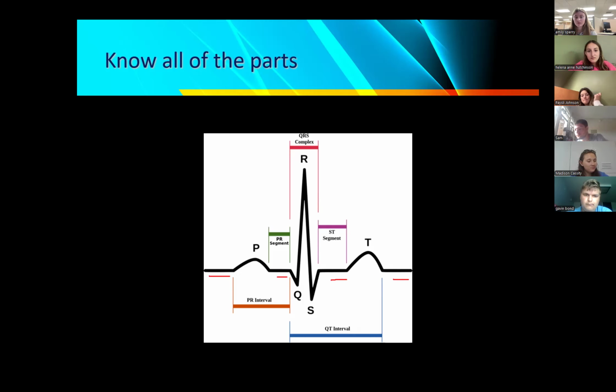Now you're going to learn how to get 12 different views of the heart, and depending upon what direction we're looking at, that QRS could have the majority of it going down. Still going to be called the QRS, okay?